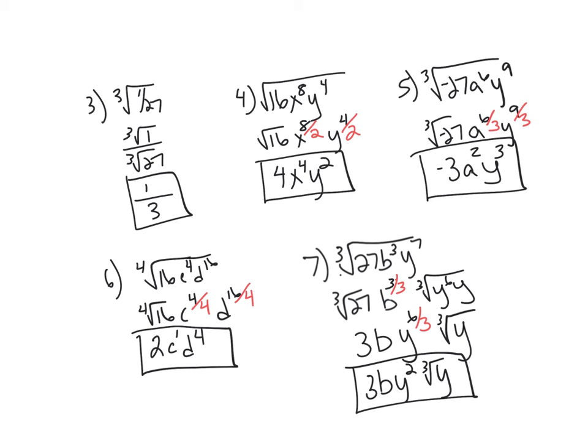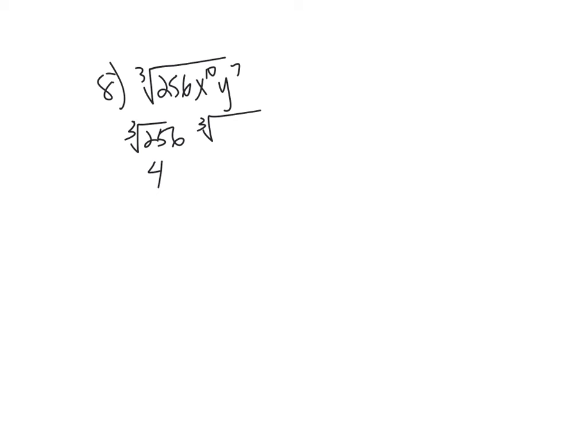So one last question, take it up a notch. Cube root of 256 x to the 10th y to the 7th. So I'm going to break apart the cube root of 256, and again, the cube root of 256 is 4. Now, the x and the y, neither one of those can evenly divide by 3, so I'm going to rewrite into an exponent that I can divide by 3.